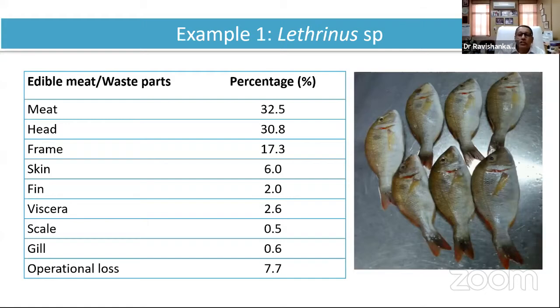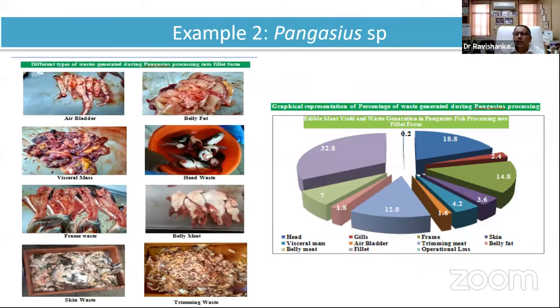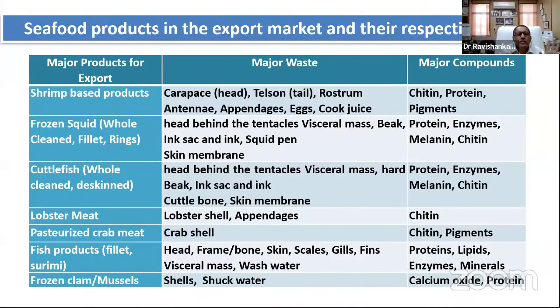You see the fish, if you are talking, you see the percentage of waste which is generated. You see the fungaceous, we are always talking of fungaceous. You see the amount of waste generated and how many products can be done. I'm sure Murthy will chip into this at the end of this presentation. You see what all the major waste is and what the compounds are. In shrimp, you can see chitin, protein, pigments. In frozen squids, protein, enzyme, melanin, again the chitin. Cuttlefish, melanin, enzymes. Lobster, and fish products: protein, lipids, enzymes.